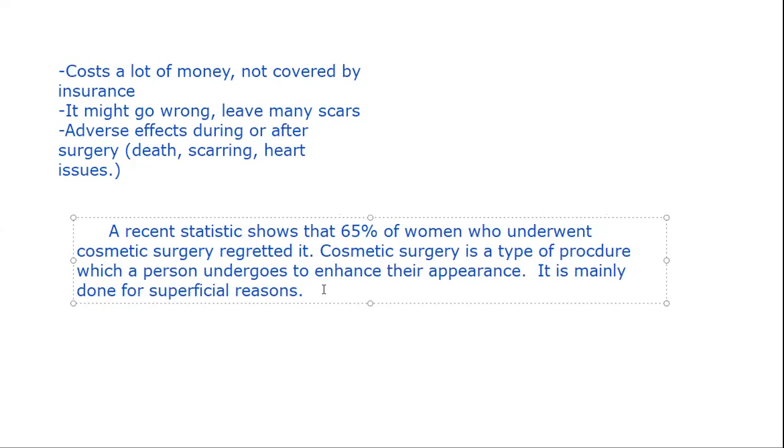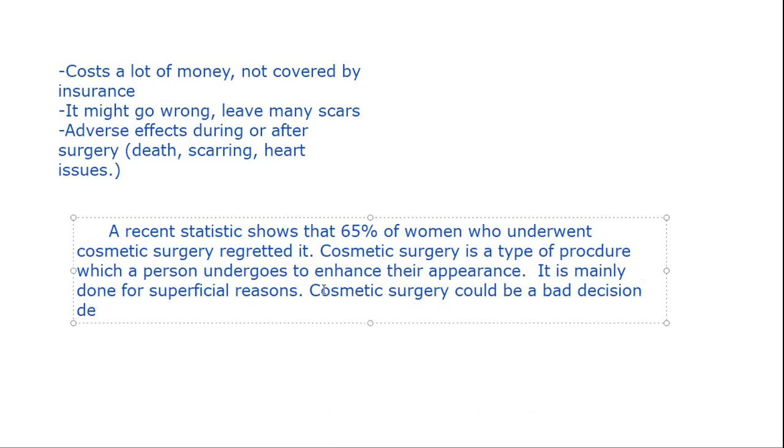Okay. Cosmetic surgery could be a bad decision, you can write it in your own way, due to issues such as, okay, such as what? Adverse effects. They're listed in front of you. What else? Not covered by insurance. Okay, huge costs, expensive. And then you can say not covered by insurance. You can write that in the details if you don't want to make a very long thesis.